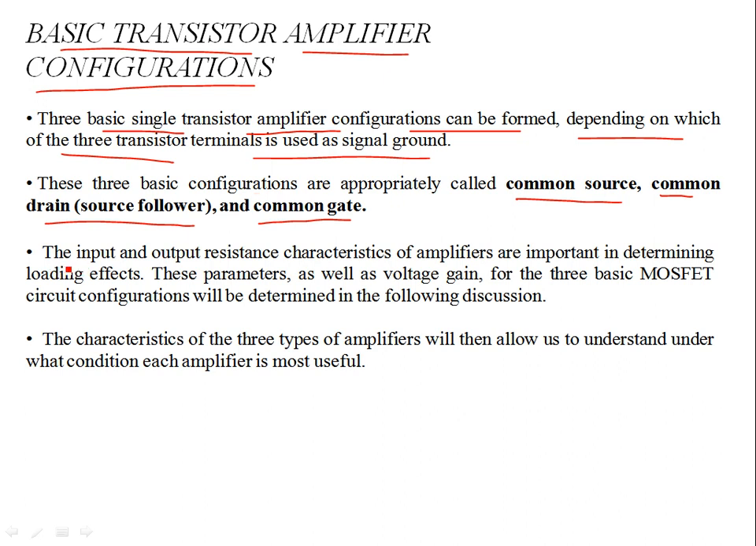Now, the input and the output resistance characteristics of an amplifier are important in determining the loading effect. By loading effect, it means that each configuration is going to have a different loading effect. How much does it load the input source? It's different. For example, you don't have the 100% input signal at the gate source terminal if you are considering a non-zero internal resistance of the source.